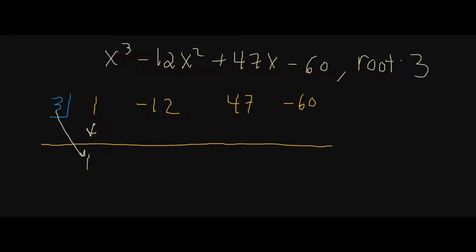Okay, so now we bring the 1 down, and we take the 3. We multiply it by the 1, which is 3. So we put the 3 here. That's what goes over here once we multiply it.